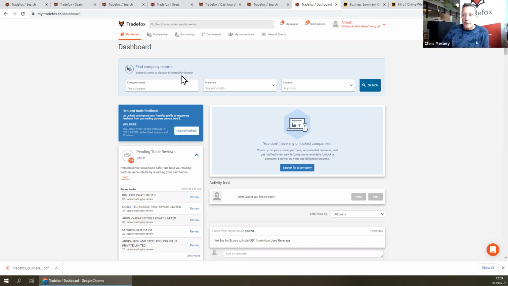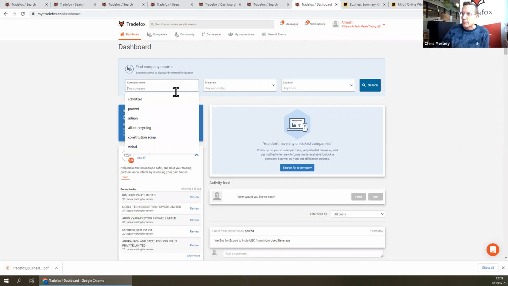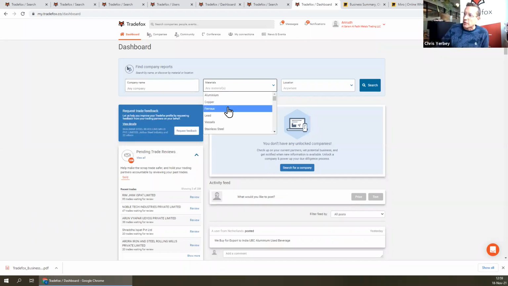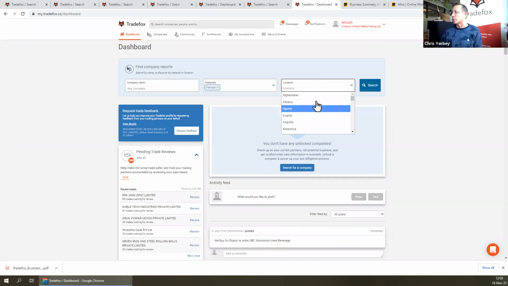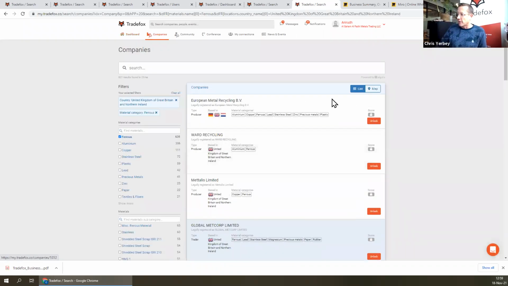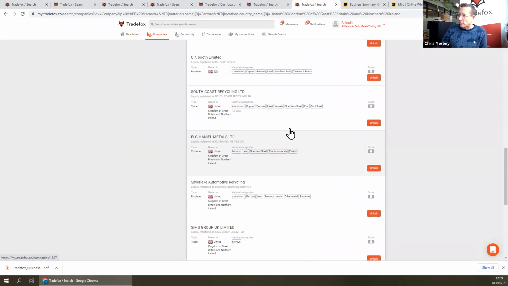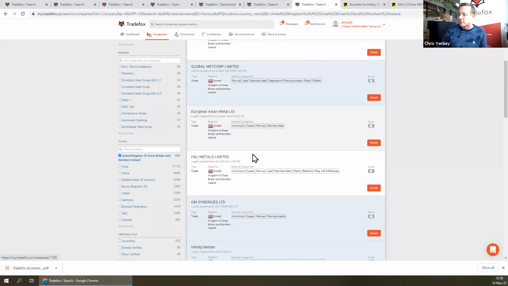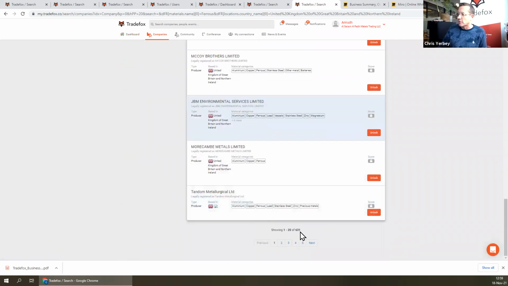So you can find company reports here on this top bar. You can see here, you can type in the name of a company if you know them. You can do a search by material. You can say, look, I'm looking for ferrous. I'm looking for suppliers from United Kingdom, for example. We'll give that as an example. Do a search. And this is a list of companies. Let's see how many we have here on this list. At the bottom, you can see 631 companies in the United Kingdom that deal in ferrous.